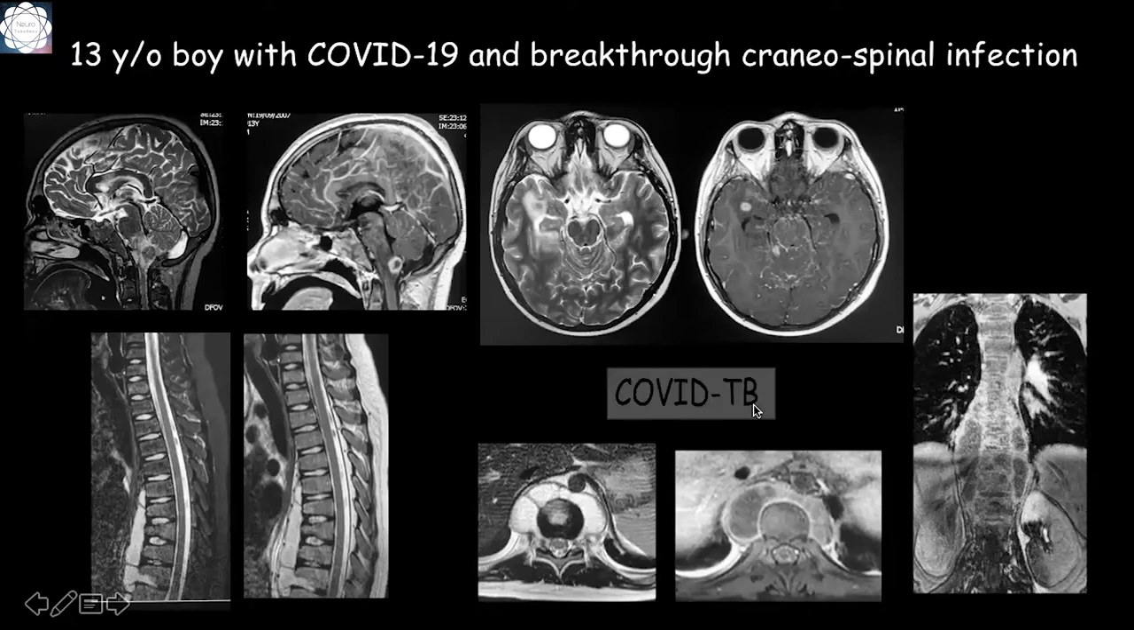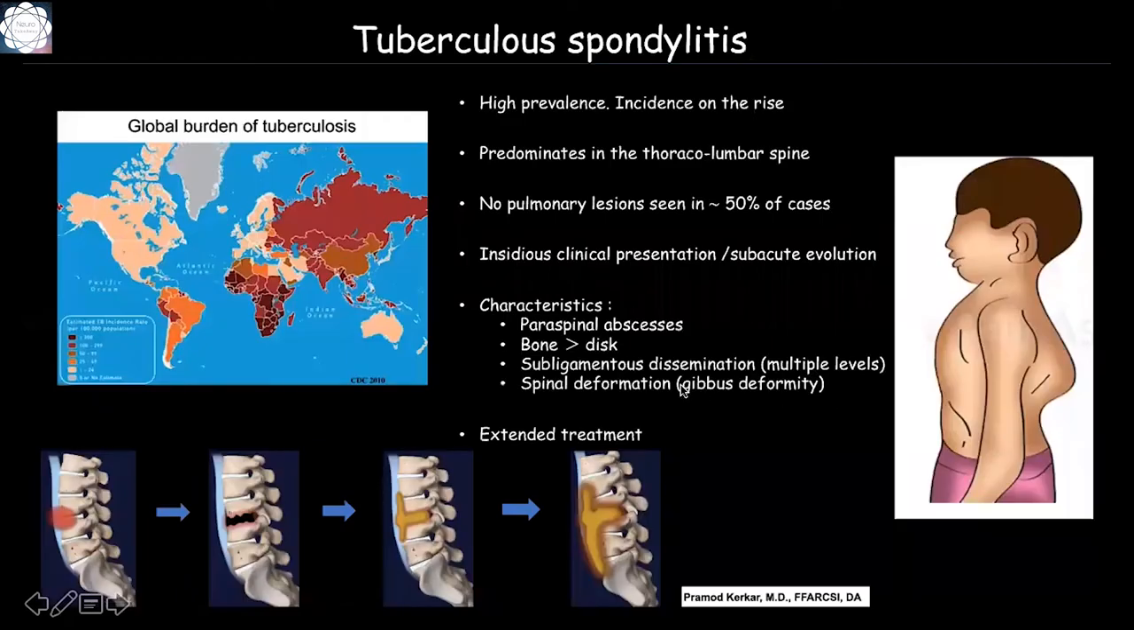So I show you this because COVID-19 can trigger more aggressive forms of tuberculosis, and this is very well determined in the literature. So tuberculous spondylitis has a high prevalence in our countries. The incidence is on the rise. It predominates in the thoracolumbar spine. Many times we don't find pulmonary lesions. That occurs in 15% of cases.